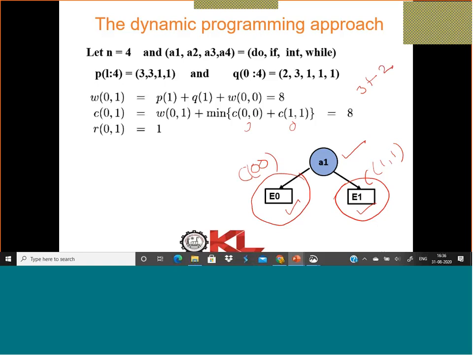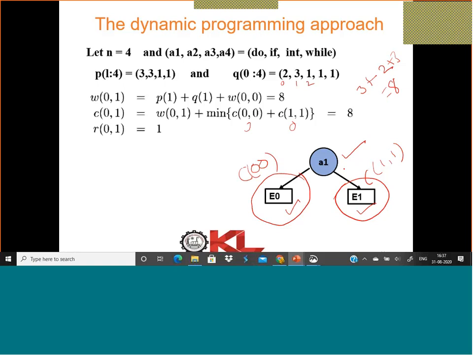Again E1. How many times are you accessing E1? 3 times here. So 3 times means this is Q naught, Q1, Q2 like this. So plus 3 will give a total of 8. So the total cost of this particular subtree is 8. That's why T of 0, 1, which contains A1, along with A1, you have E0 and E1.